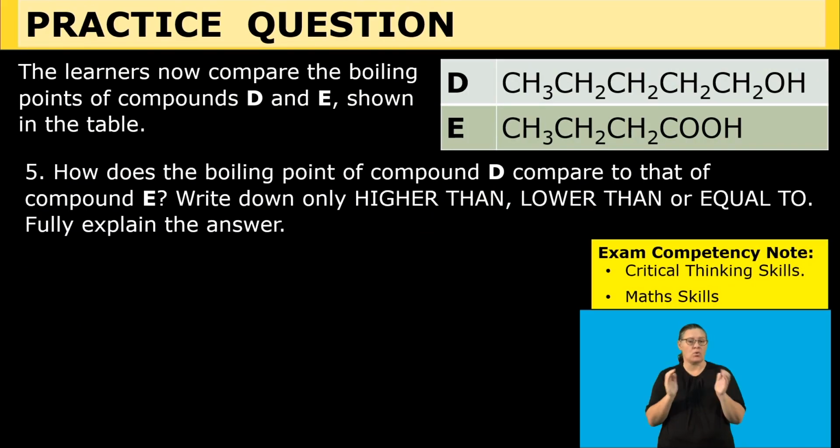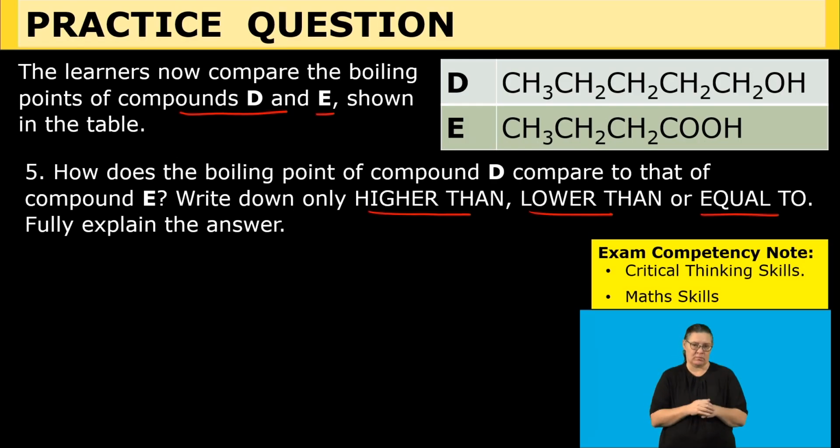So these learners now are comparing the boiling points of compound D and E as shown in the table alongside. The question is, how does the boiling point of compound D compare to that of compound E? We only need to write down higher than, lower than, or equal to, and thereafter fully explain our answer. So the two compounds that we have, we are seeing that at the end of this chain there's an OH, and at the end of compound E there's COOH. We know that OH is your hydroxyl group, and compound E has your carboxyl group.